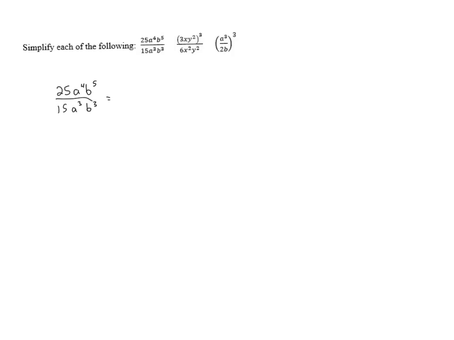First, we're going to deal with the coefficients out front because they give us a fraction that can be reduced. 25/15 can be reduced by 5 to give us 5/3. Then let's look at each variable separately. a^4 over a^3, we know we can subtract the exponents, and that gives us a to the first, or just a. b^5 over b^3 gives us b squared. Again, we subtract the exponents. And so we've got 5/3 ab^2, or some of you may write this 5ab^2 over 3.